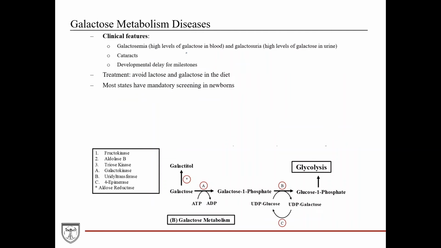So just some clinical features of galactokinase deficiency. So you're obviously going to have galactosemia, high levels of galactose in the blood, galactosuria, high levels in the urine, and then you're going to develop cataracts. And the way you develop cataracts is, you have an increase of galactose, and then galactose can get converted into galactitol, which is actually very toxic for the eyes and for neural tissue. So you have a buildup of galactitol, and this galactitol accumulates in the lens of the eye.